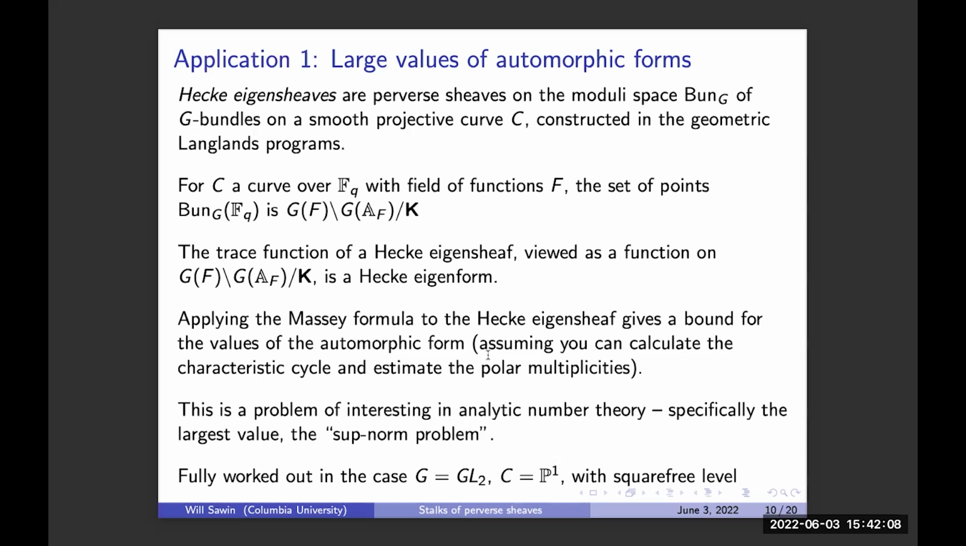Even applying geometric methods, there are many difficulties, but I was able to make progress on it using this formula in the simplest case, in the case where the group is GL2 and the curve is P1, and we put some square-free level structure. So we allow our bundles, we give them parabolic structure at some finitely many points.